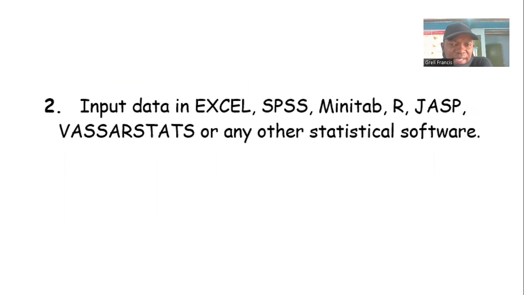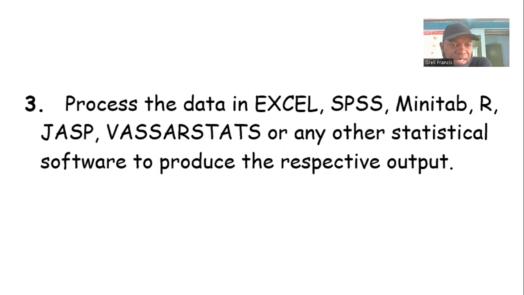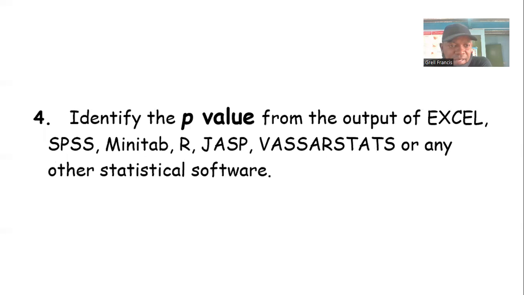Step two, you have to input the data in Excel or any other software that you are using. So the data, you have to input it in the statistical software. Step three, you have to process the data in the statistical software that you use. It could be Excel or SPSS. Step four, you have to identify the p-value from the output that the software provides. After you process the data, the software gives you an output, either Excel or Minitab or SPSS, and you have to identify the p-value in that output.